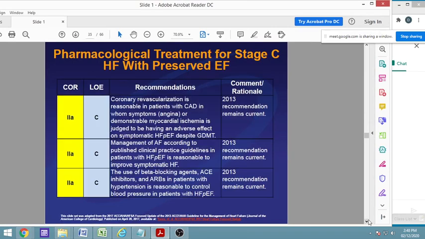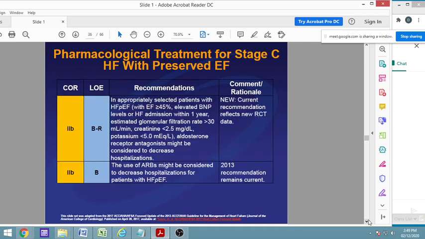There are class 2As, various kinds. So what we can do, we can go for coronary revascularization when there is coronary artery disease. We can manage atrial fibrillation with various treatments which are available, where another kind of change with the ejection fraction is there. We call it HFpEF, that is preserved EF, where it is reasonable to improve symptoms, and we can use beta blockers, ACE inhibitors and ARBs in the patient with hypertension, which is reasonable, and control blood pressure.